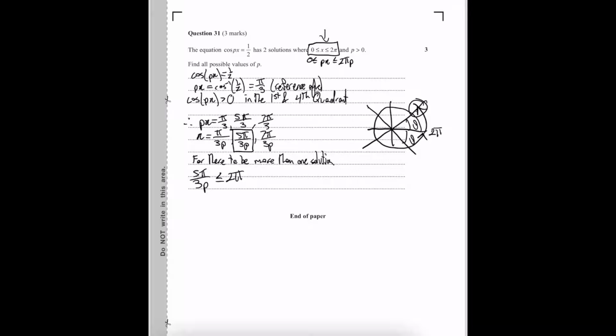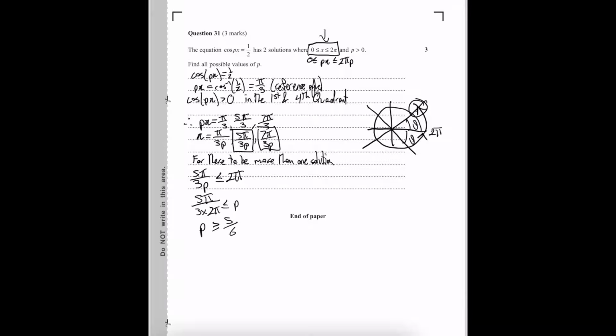So if we just solve this, what we get is that 5 pi on 3 times 2 pi is less than or equal to p. So we just get that p is greater than or equal to 5 on 6. Now that's just the domain restriction, so that there is more than 1 solution, but we want exactly 2. Or in other words, we don't want more than 2. We don't want 3, 4, 5 solutions, we just want 2.